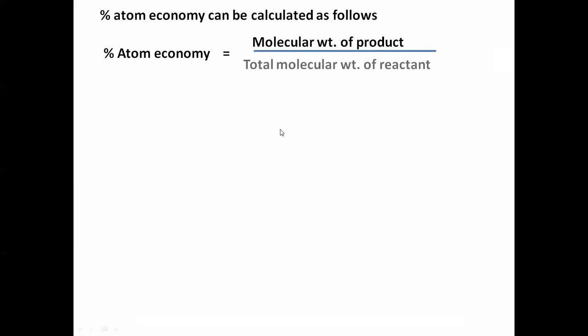So how to calculate atom economy? The formula is already there. The molecular weight of the product, where product means the desirable main product and not byproduct, is at the numerator, divided by the total molecular weight of reactants. Here we should consider all reactants, that is what total means. But at the numerator we have the molecular weight of only the product, not byproduct. So molecular weight of product upon total molecular weight of all reactants into 100. That is the percentage atom economy. It should be maximum, and that synthetic route we should adopt.